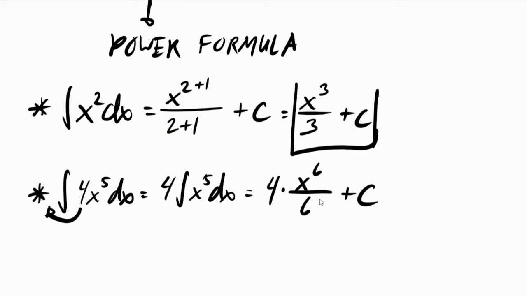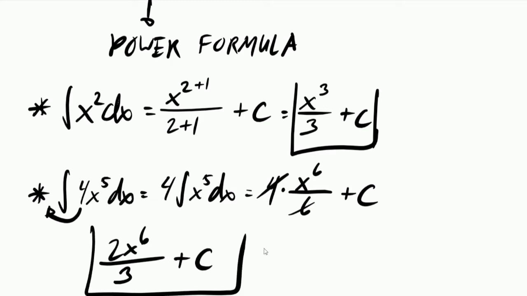Now to simplify, divide 4 and 6 by 2. We will have 2x raised to 6 over 3 plus the constant of integration, and that is the final answer.